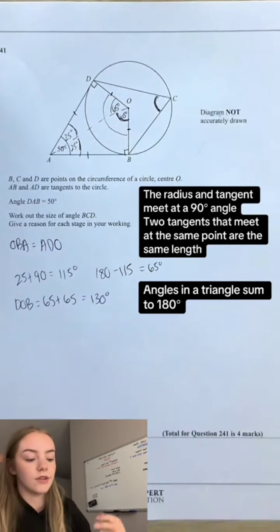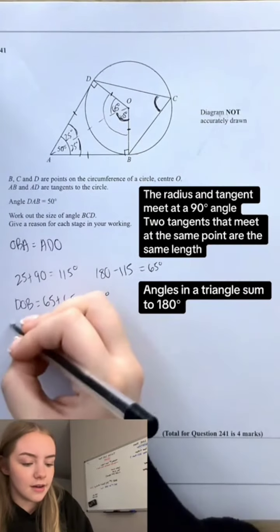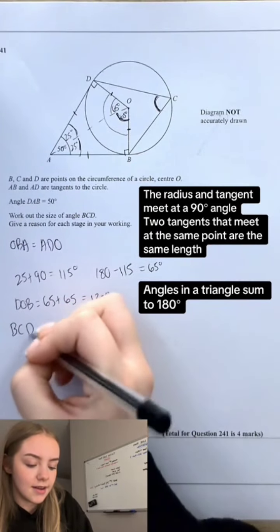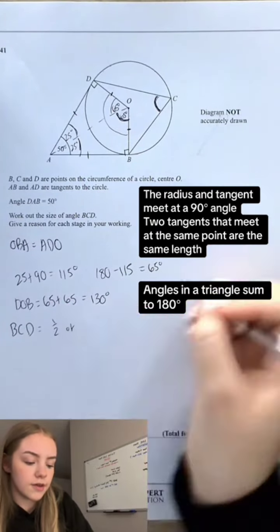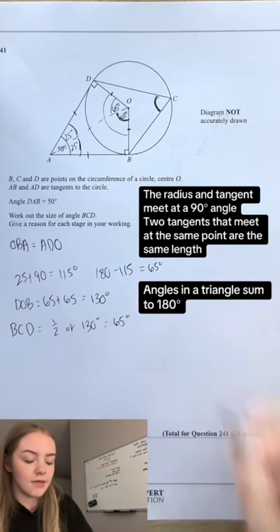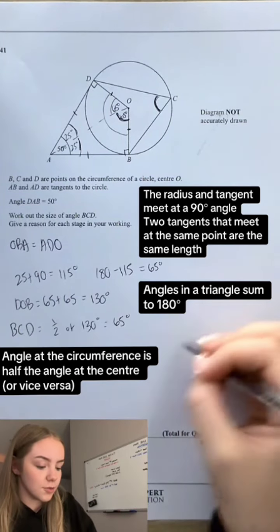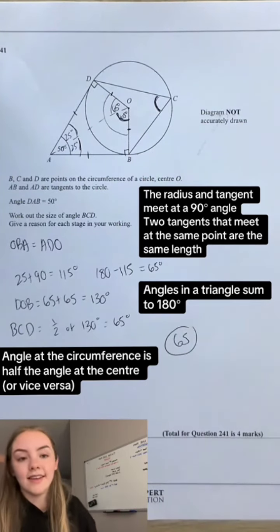And then we have the angle at the centre here, and this is the angle on the circumference. We know the angle on the circumference is half the angle at the centre. So that means that angle BCD is a half of 130, which is 65 degrees. And again, because the angle at the circumference is half the angle at the centre. So I'll just put 65 degrees is our final answer.